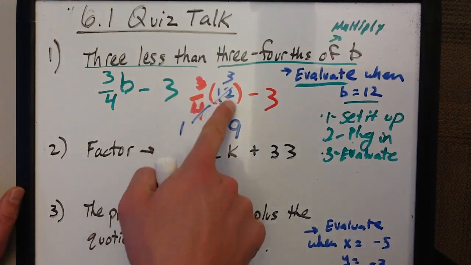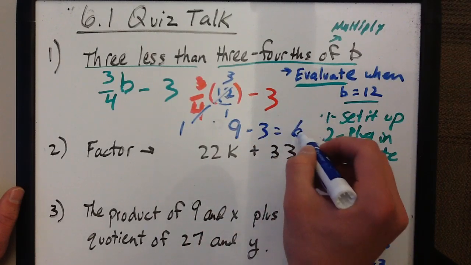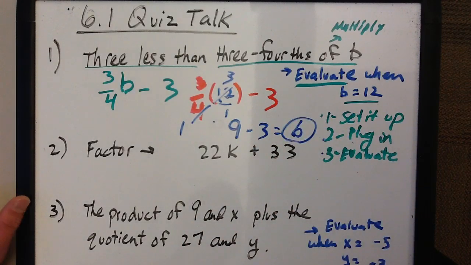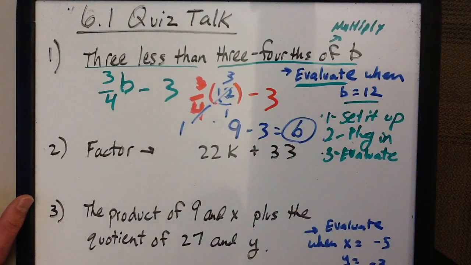So 3/4 times 12 is 9, and then I have minus 3. 9 minus 3 is 6. So 6 is my answer. 6 is the value of this expression when b is 12.